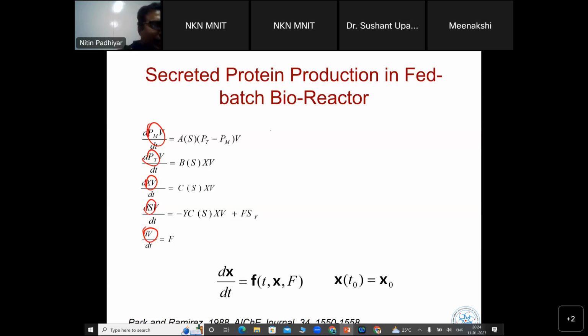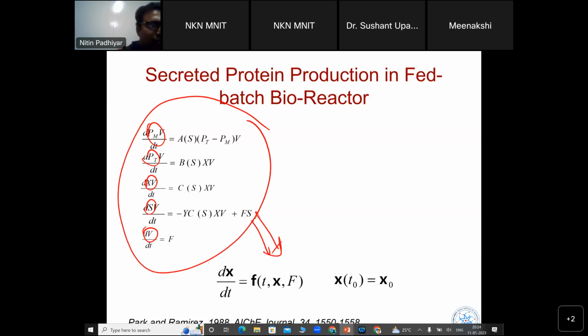These are the detailed equations, which in a compact manner can be written as dx/dt equals some function of t, x, and f, where f is something that I can change. What can I change? The flow rate that I add in the reactor. That is something that I can change, because that is more interesting to me.